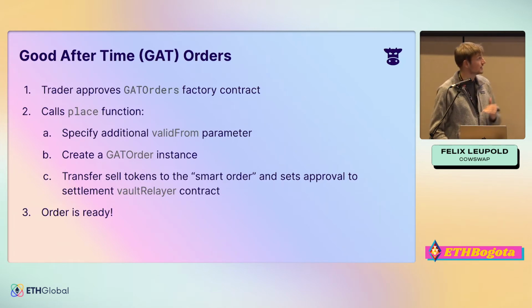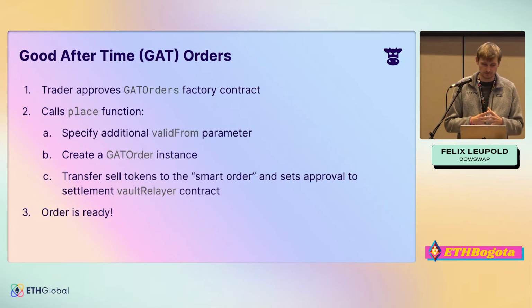But yeah, this is then the general flow. The trader would approve the good after time factory contract and call the place function, which then does all the magic. It basically creates this good after time order instance, transfers all the tokens in, sets the valid from parameter, and the order is ready. Then we just have to wait for the timestamp to be reached.